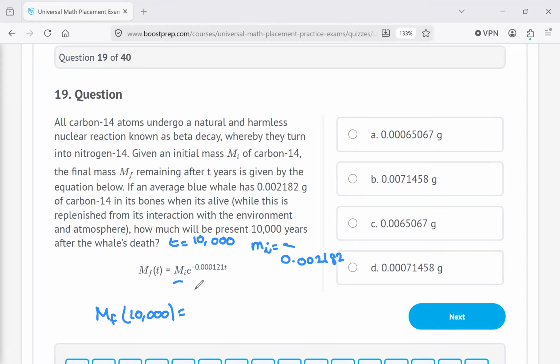My initial amount, what was our initial amount? It was 0.02182, and then it's going to be e to the negative 0.000121. How many zeros? That's 3 zeros, 1, 2, 3. Times it by the time, which is 1,000. I don't know if you could simplify this power before you put it in the calculator, but just to make my life easier, that's what I'm going to do.